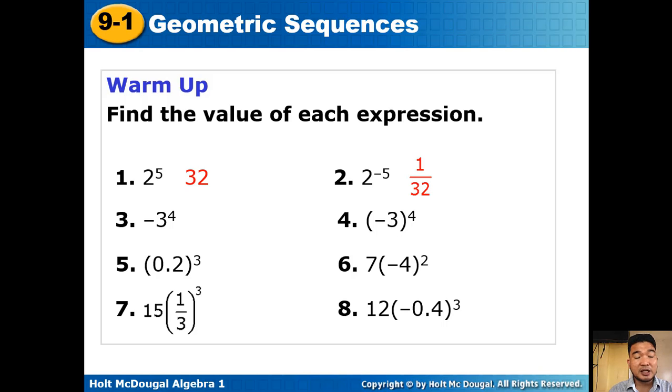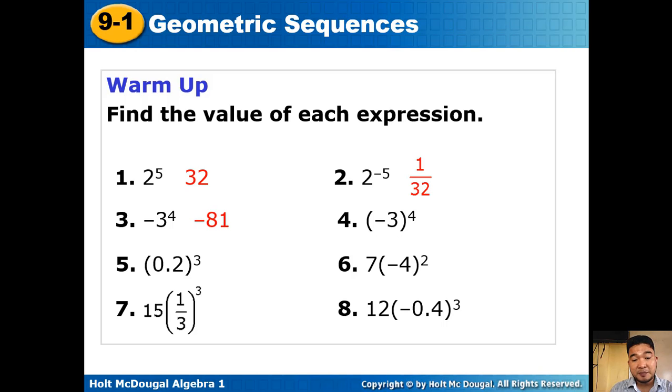Number 3, negative 3 raised to 4. So that is negative 81. Why? Because in this expression, the only number being raised to 4 is 3 and the negative is not included. So you raise 3 to 4, that is 81, and then rewrite the negative.